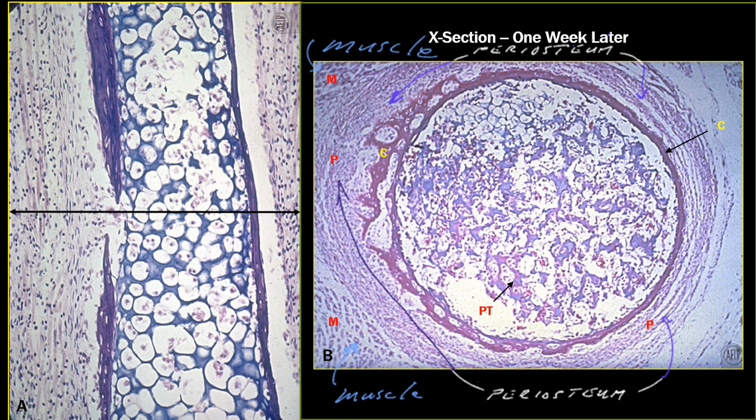B is a cross-section through the center of the PCO, a few days to a week after the time of the specimen in A. Let's sequentially identify its parts. In B, then, from the left to the right, you can identify skeletal muscle M, multi-layered periosteum P, and cortex C. In the medullary space, there is a network of irregular blue-staining calcified cartilage.